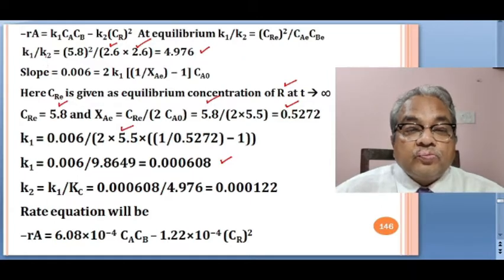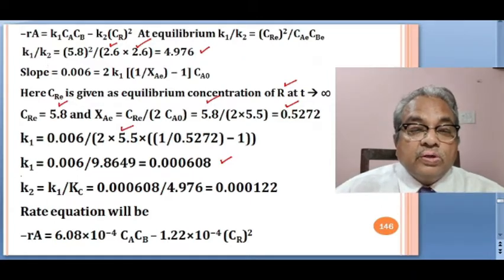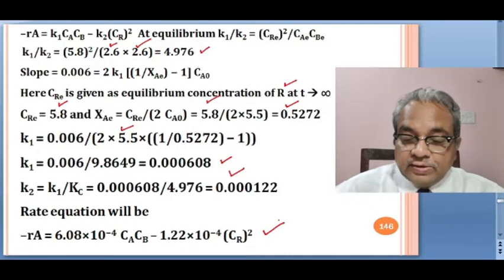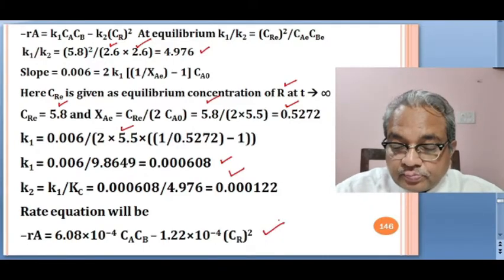We know K1 by K2 is the equilibrium constant. Okay, so K2 you can easily find out from this, and that comes out to be 0.000122. So our rate law is minus Ra is equal to K1 CaCb, first order with respect to A, first order with respect to B. The K1 value, which I have written here, is 6.08 into 10 raised to minus 4 CaCb, minus K2, whose value is 1.22 into 10 raised to minus 4 into Cr square. So this is the desired rate equation.